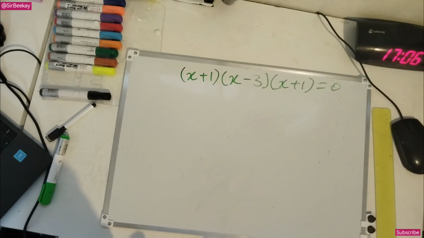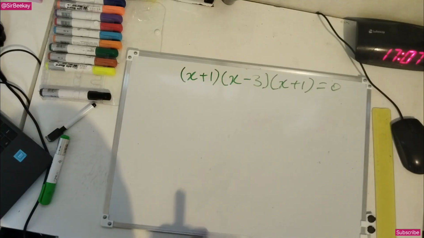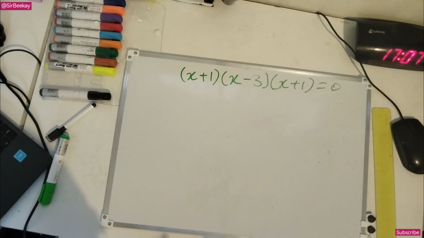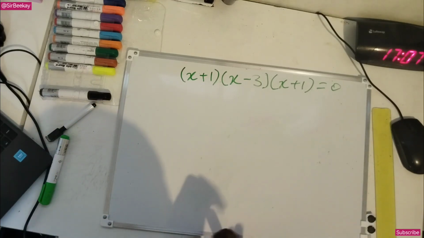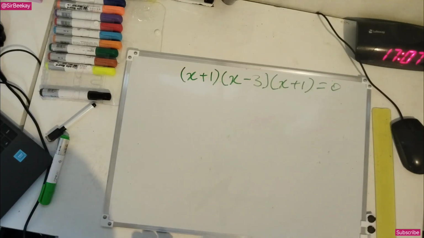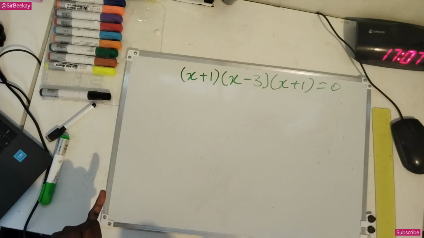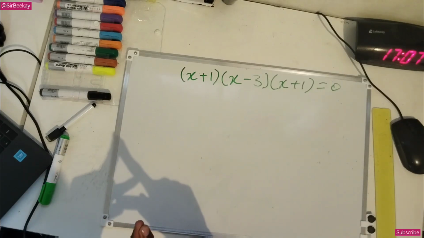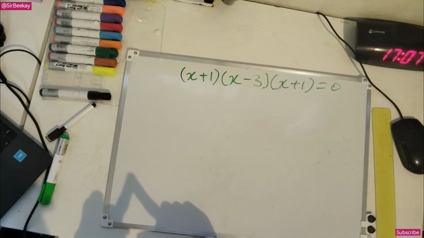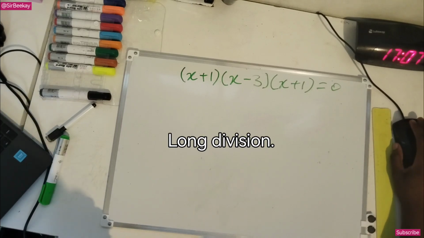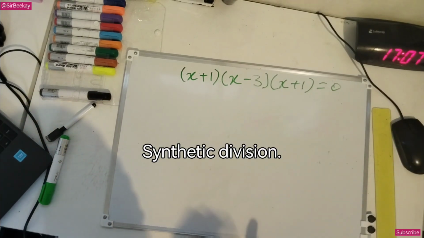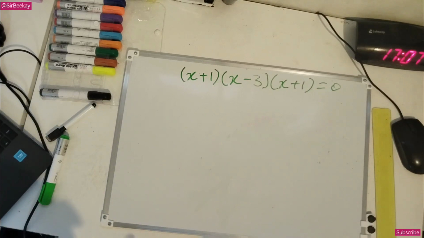Alright, now that we have found our roots, this is the first way of finding the roots of our cubic function or our cubic polynomial. That's the first option you have. There's 3. This is the first one, and then there's the one for using long division, and then there's another one for using synthetic division. All right.